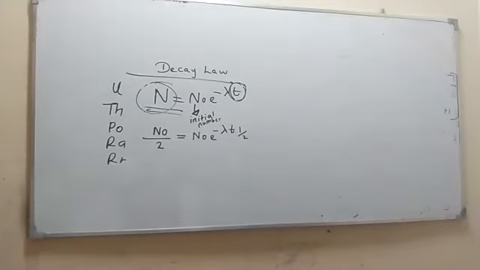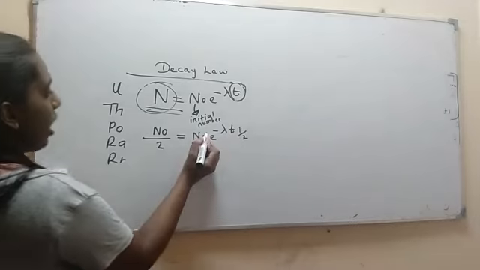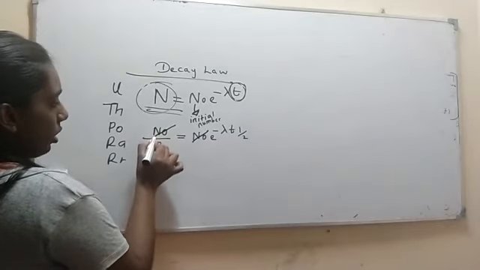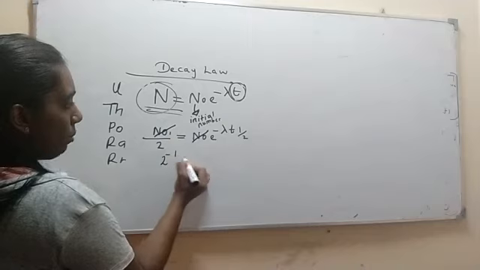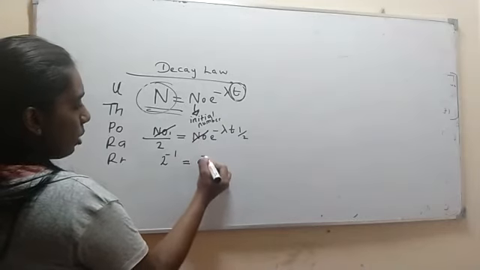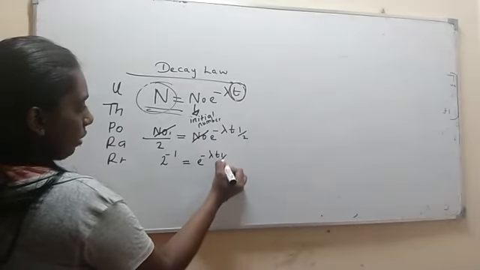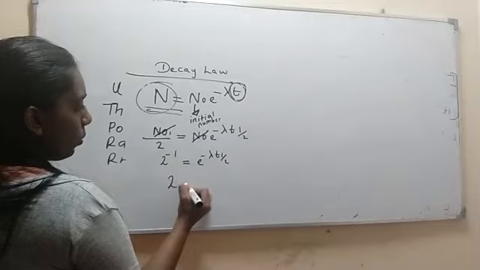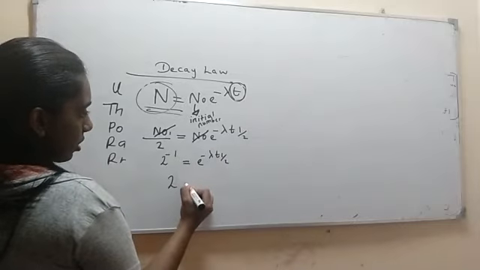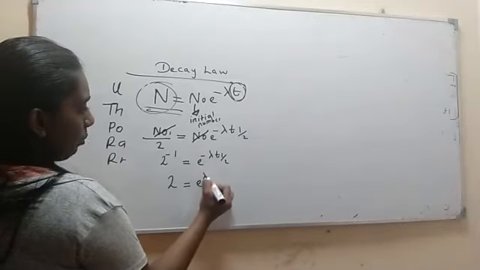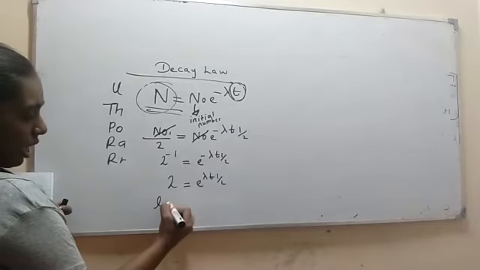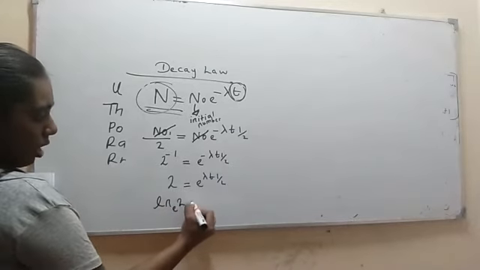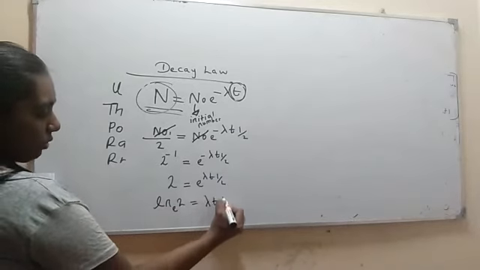Normally they don't ask this derivation if you know the final equation. So you can see I can cut this n naught and n. Then there will be half here. I can take this 2 up, 2 to the power minus 1, that is e to the power minus lambda into t half. Then the minus will go. Then 2 is equal to e to the power lambda into t half. Then I can take ln to the base e, then ln 2 is equal to lambda into t half.